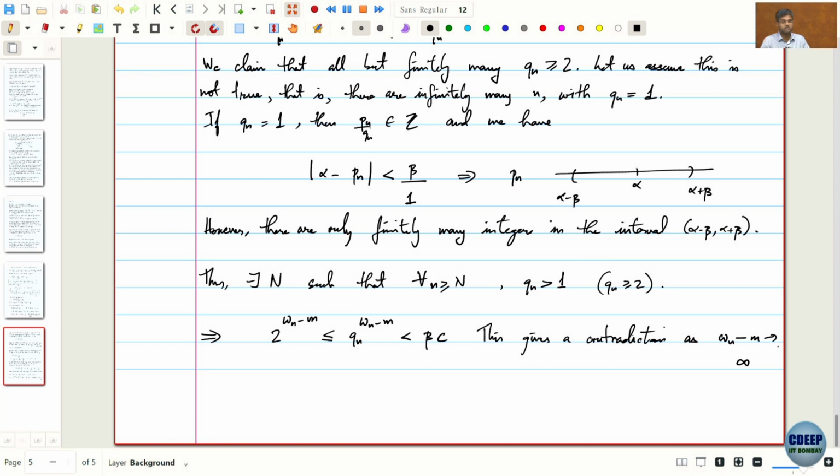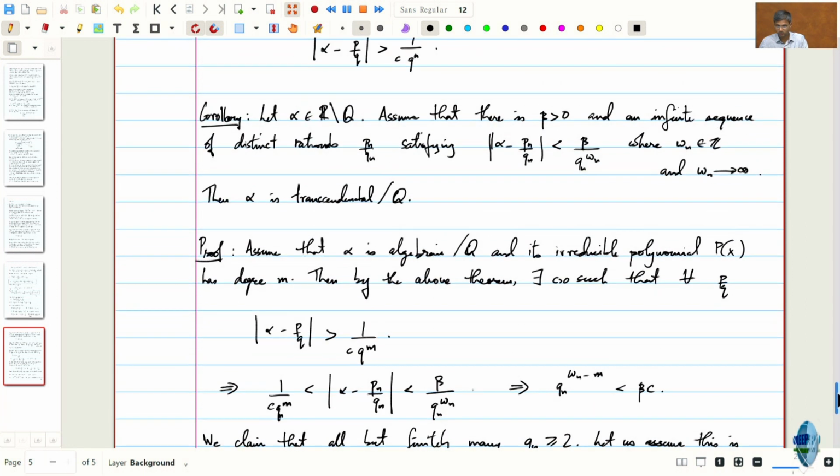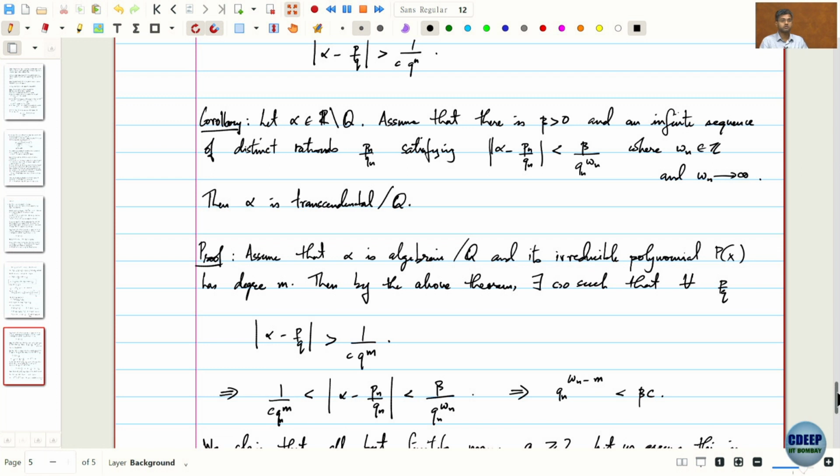Okay, so this gives us a way to produce transcendental numbers. If you can produce an alpha which satisfies the conditions of this corollary, then alpha would be transcendental. And that is what we are going to do next.